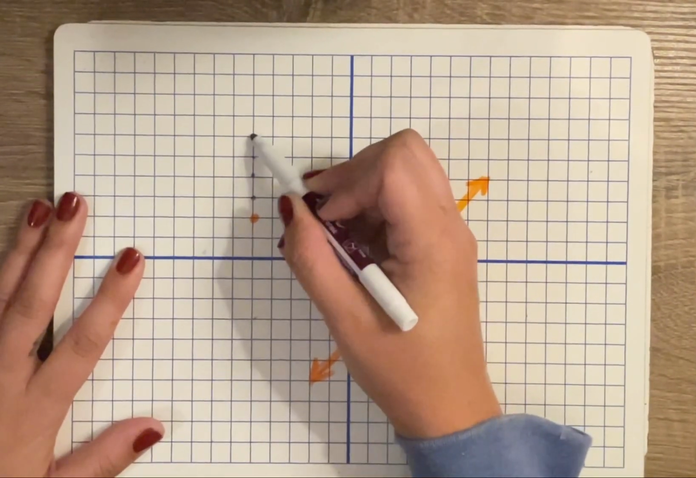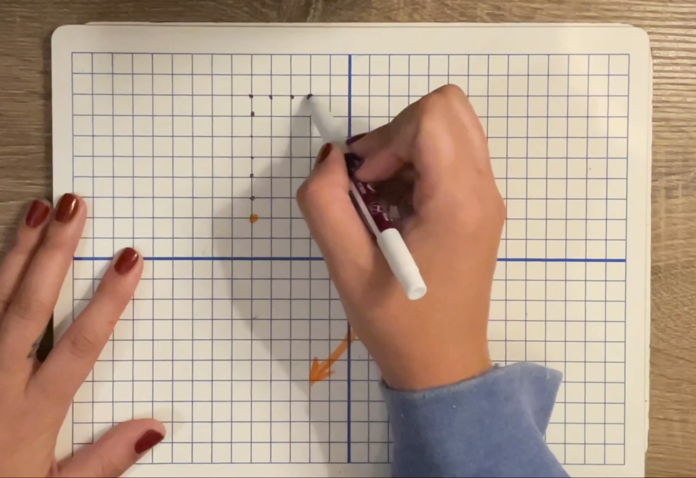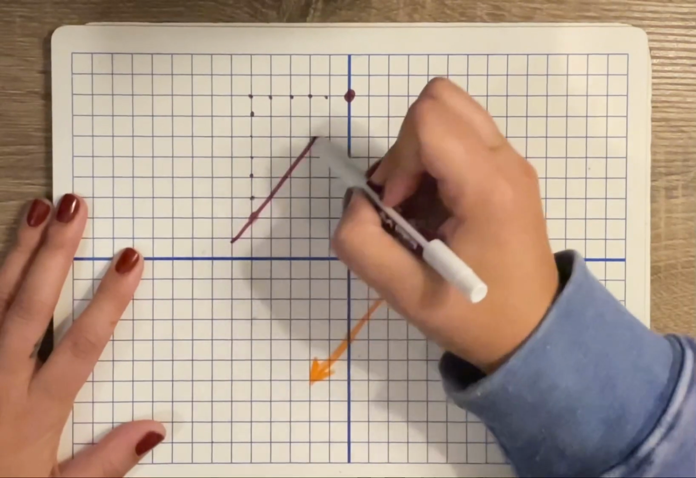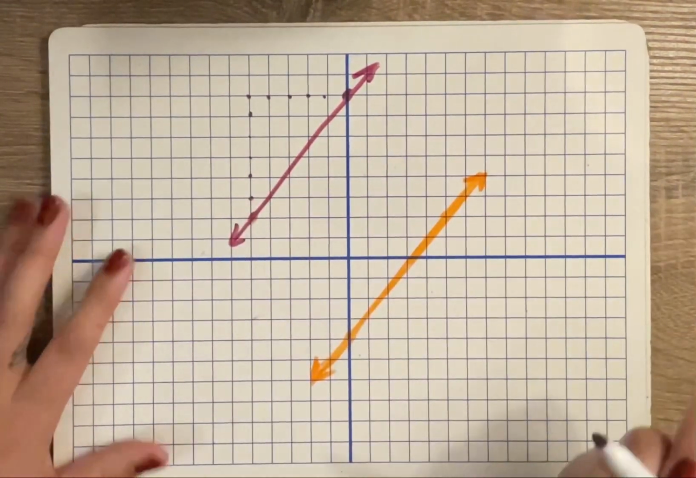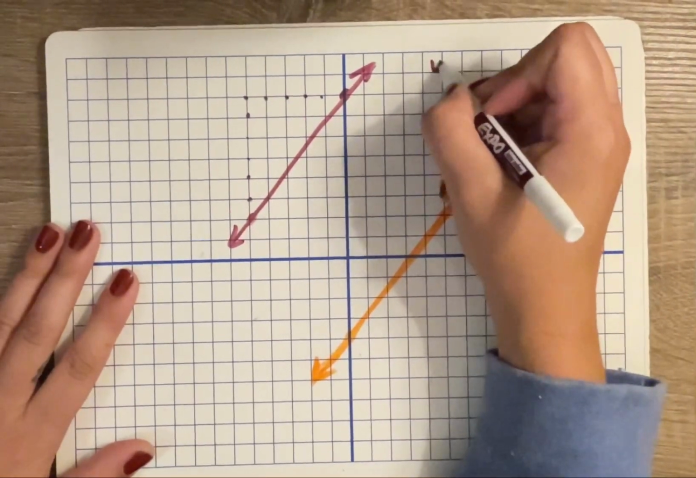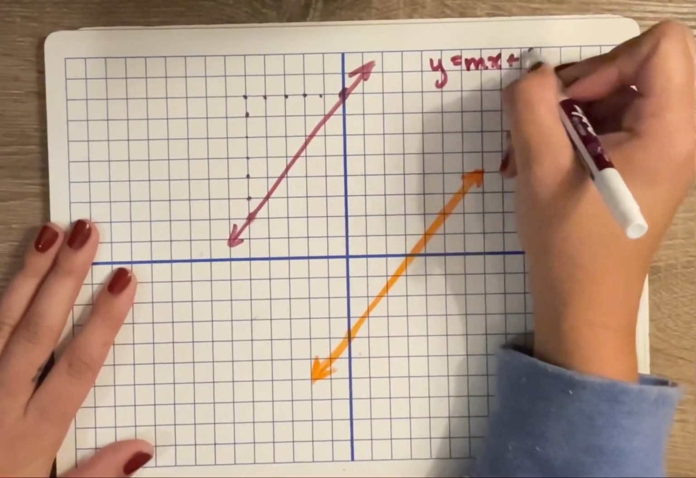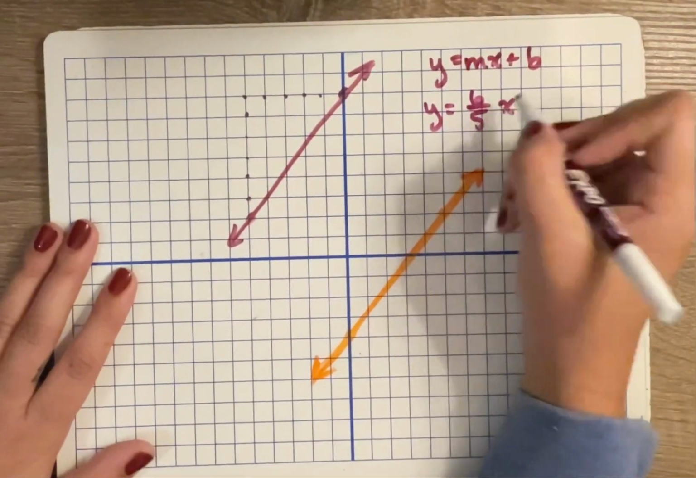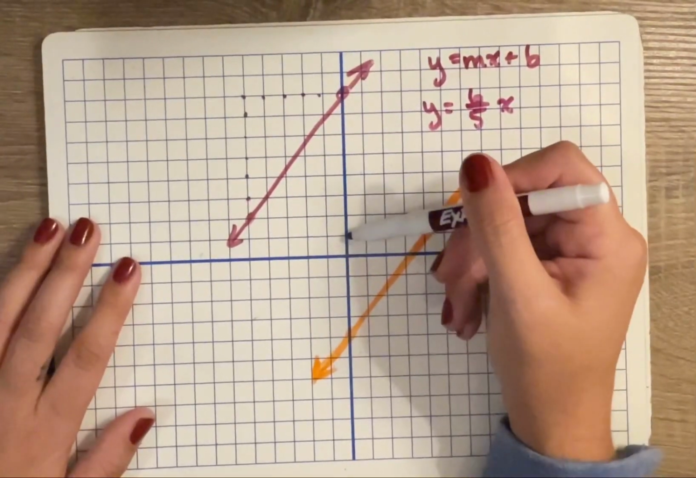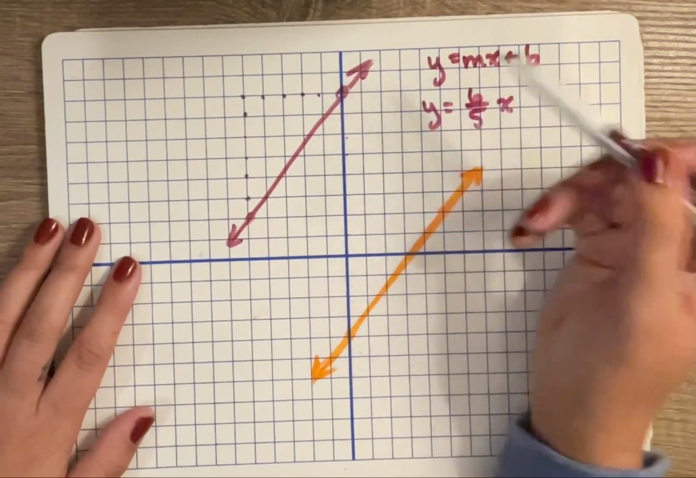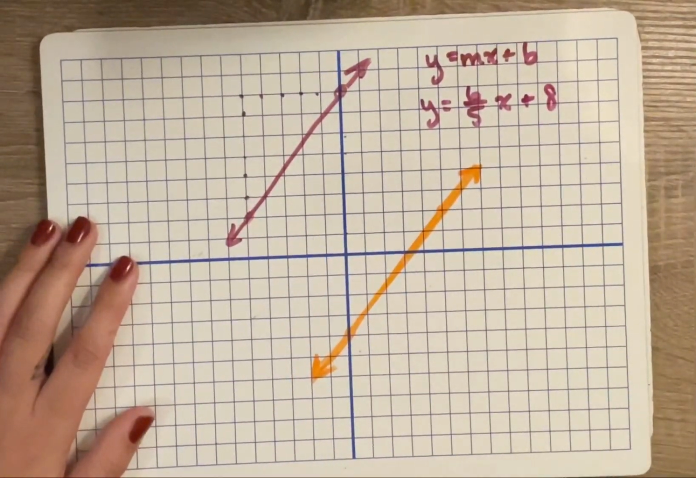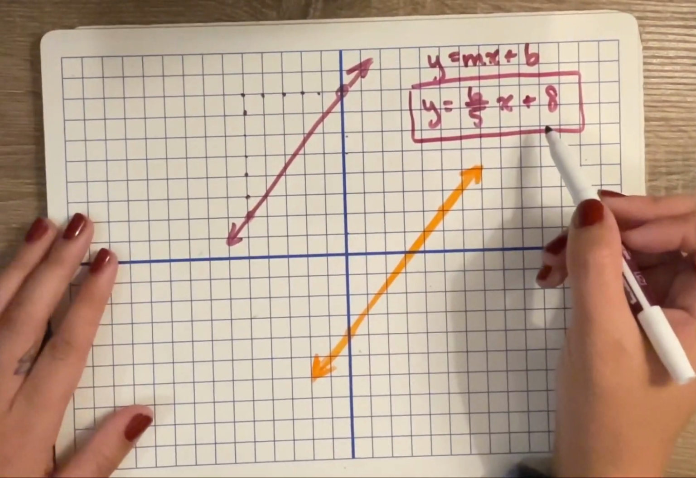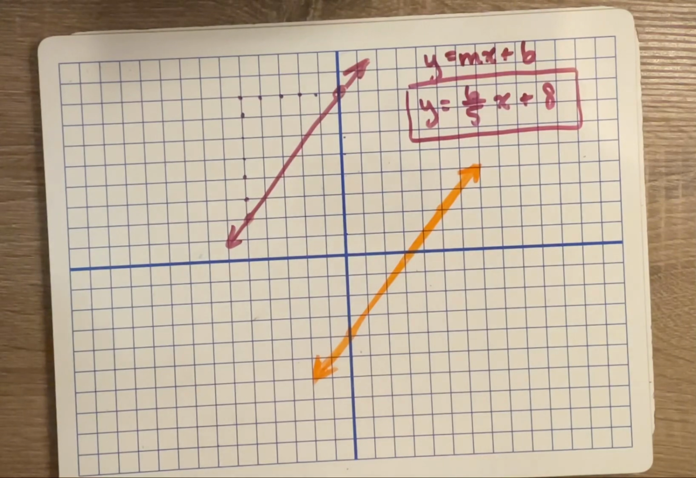So 1, 2, 3, 4, 5, 6. 1, 2, 3, 4, 5. Okay, so now I have 2 points on this line. So I can draw what the line will look like, and I can figure out the equation in slope-intercept form. The slope we already know is 6 over 5, and b, the y-intercept, is 1, 2, 3, 4, 5, 6, 7, 8. So y equals 6/5 x plus 8 is also an acceptable equation to represent this parallel line that goes through the given point.